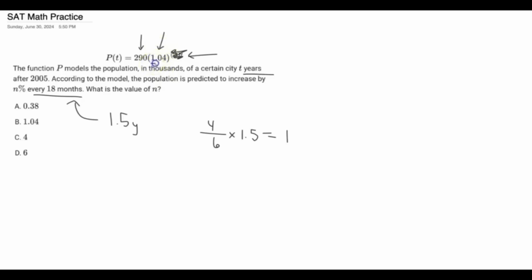So this 1 right here represents obviously the initial amount. So let's say it was 1.0, that means the population would just stay the same at 290. But because it's greater than that, it's 1.04, what this represents is a 4% increase, right? So if it was, let's say, 1.1, that would be a 10% increase. And so we know right here, it's a 4% increase. So if we're looking at here, the question says, according to the model, the population is predicted to increase by n% every 18 months. The value of n is what? Well, we said n would be 4%. So the answer here is C.